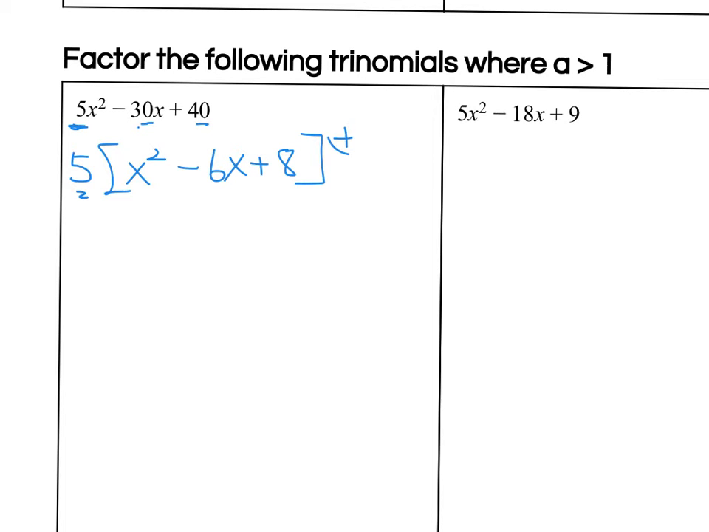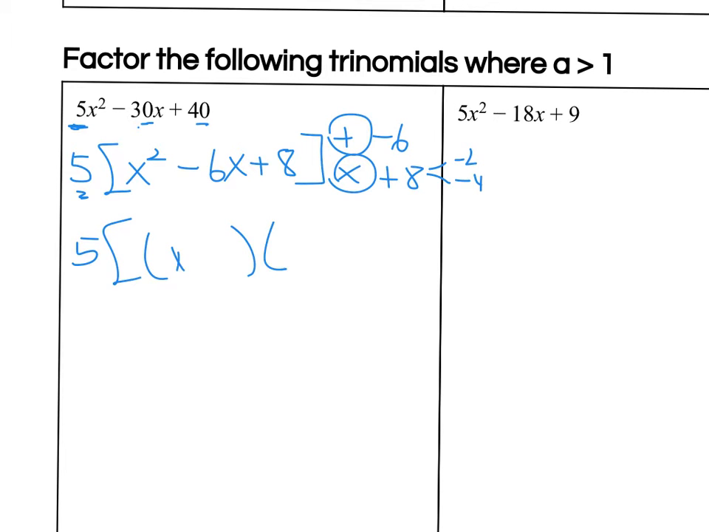Now I need two numbers that add to give me the negative 6, but multiply to give me positive 8. So again, negative 2 and negative 4. So I'm going to write 5, and inside the square brackets, I'll do some round brackets, x minus 2, x minus 4. So that was very similar to the ones that you already did.